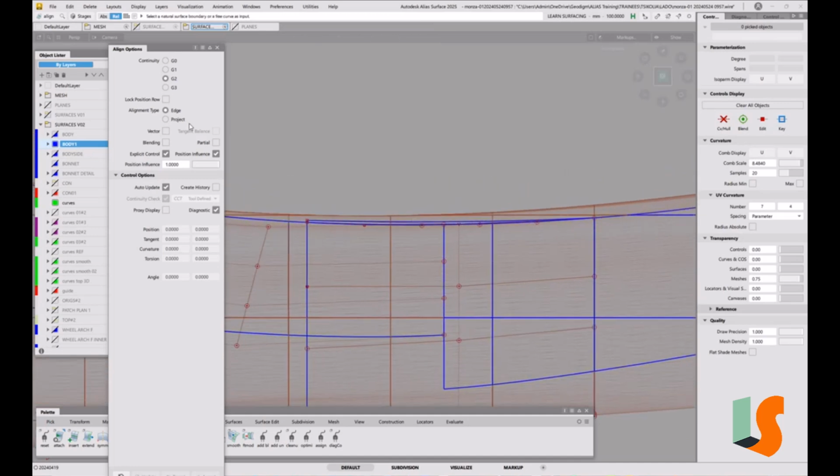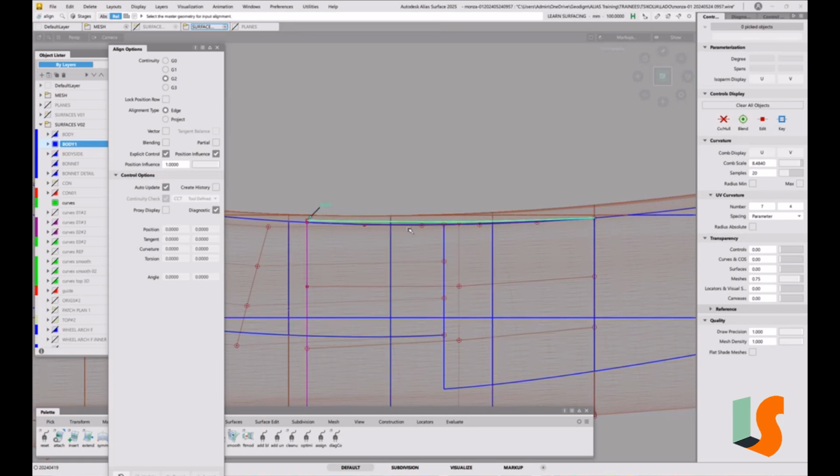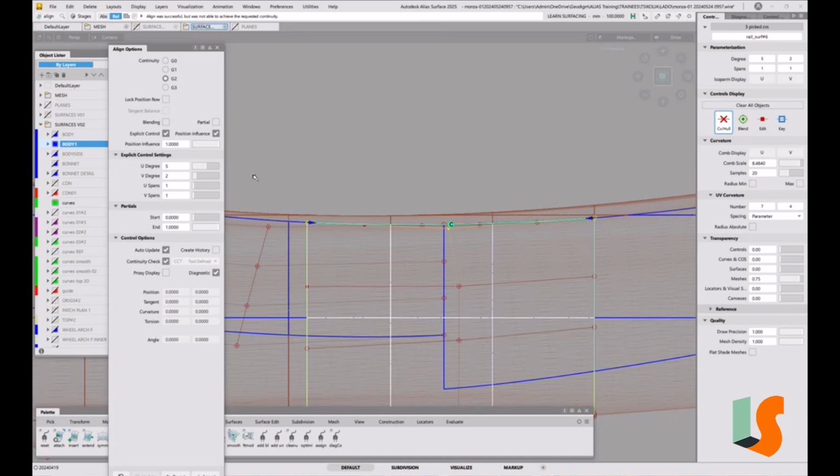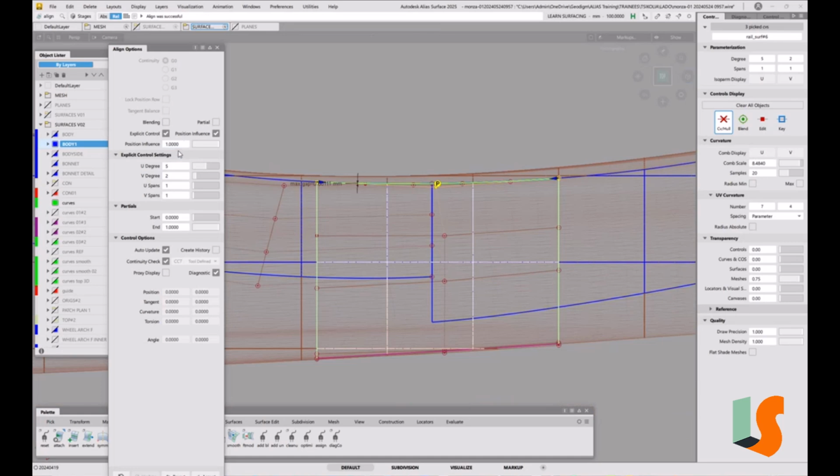And then we can go and align this surface to this curve. And we'll need to make that, it's only G0, of course, because it's a curve. And I'll make it, if I go position influencer 1, it's going to pick up on the CV spacing of that curve, which is fine, because it knocks out that CV there.